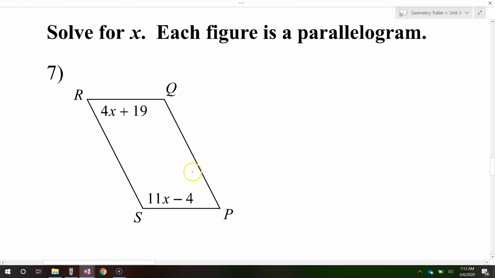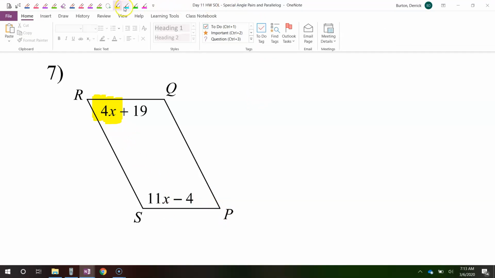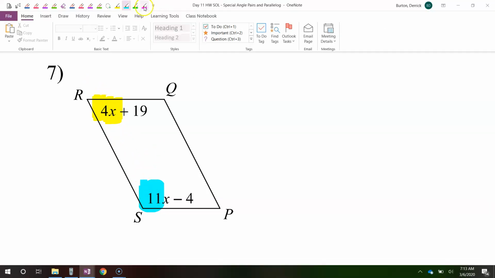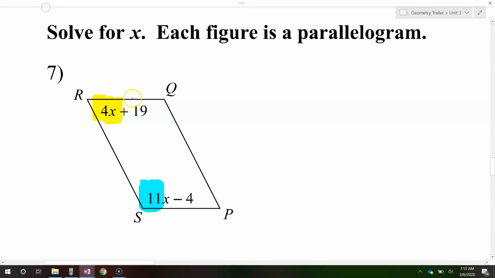So now we will switch gears a little bit and talk about parallelograms. Inside of a parallelogram, we know that opposite angles, like this angle and this angle, will be congruent. Opposite angles will be congruent. However, consecutive angles, like R and S, will be supplementary. And that's what we're doing right here. Okay, these will be supplementary, so they have to add up to 180.